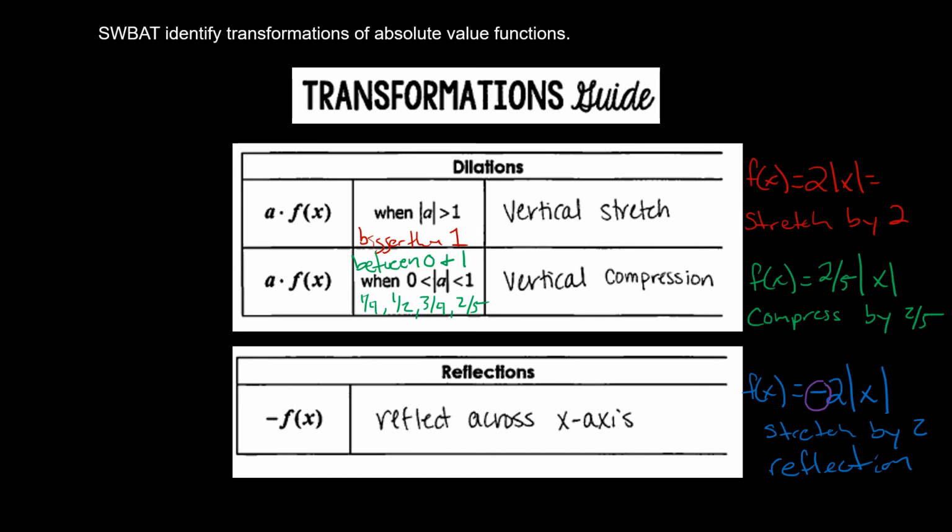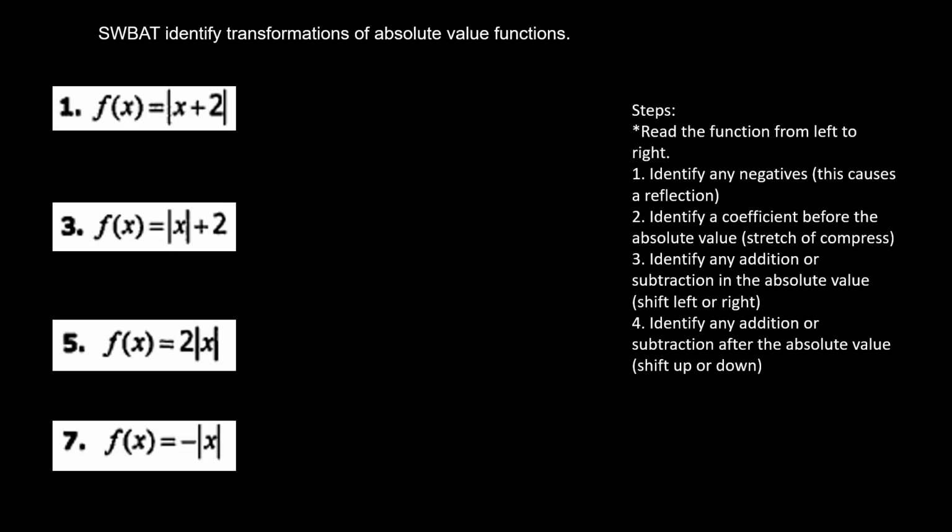So let's do a couple of practice problems together. I've got some steps here that I'd like for you all to follow. It says here, please read the function from left to right. This will help set up your transformations. So the first thing you want to do is identify any negatives. This causes a reflection.